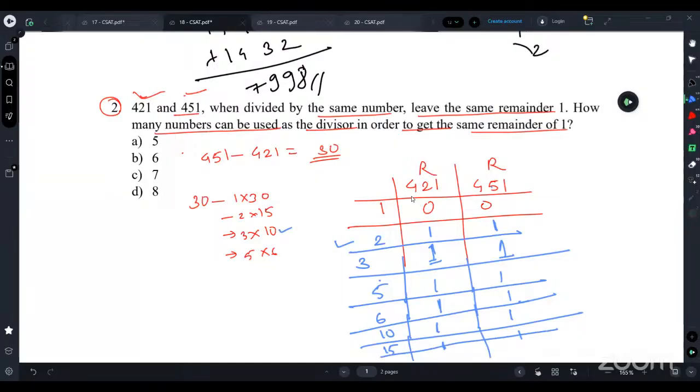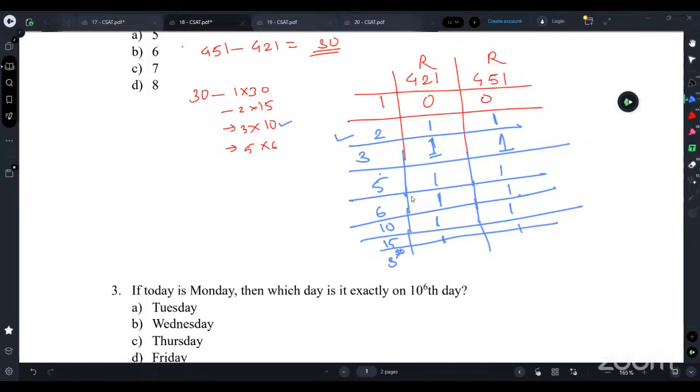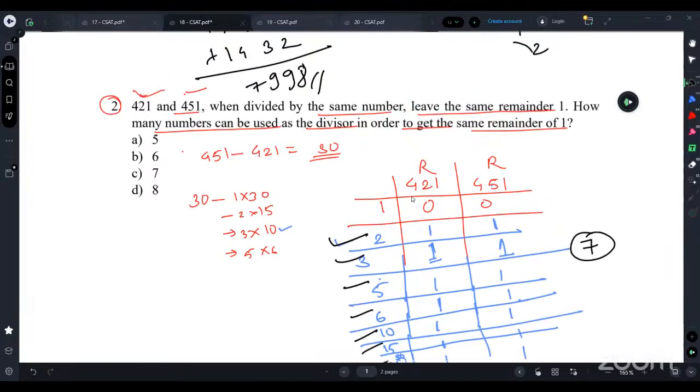And the last number is 30, guys. 30 will also give me remainder of 1 and this will also give me remainder of 1. So all these divisors 1, 2, 3, 4, 5, 6 and 7, 7 divisors are possible which will give me remainder of 1. So option C is the correct answer.